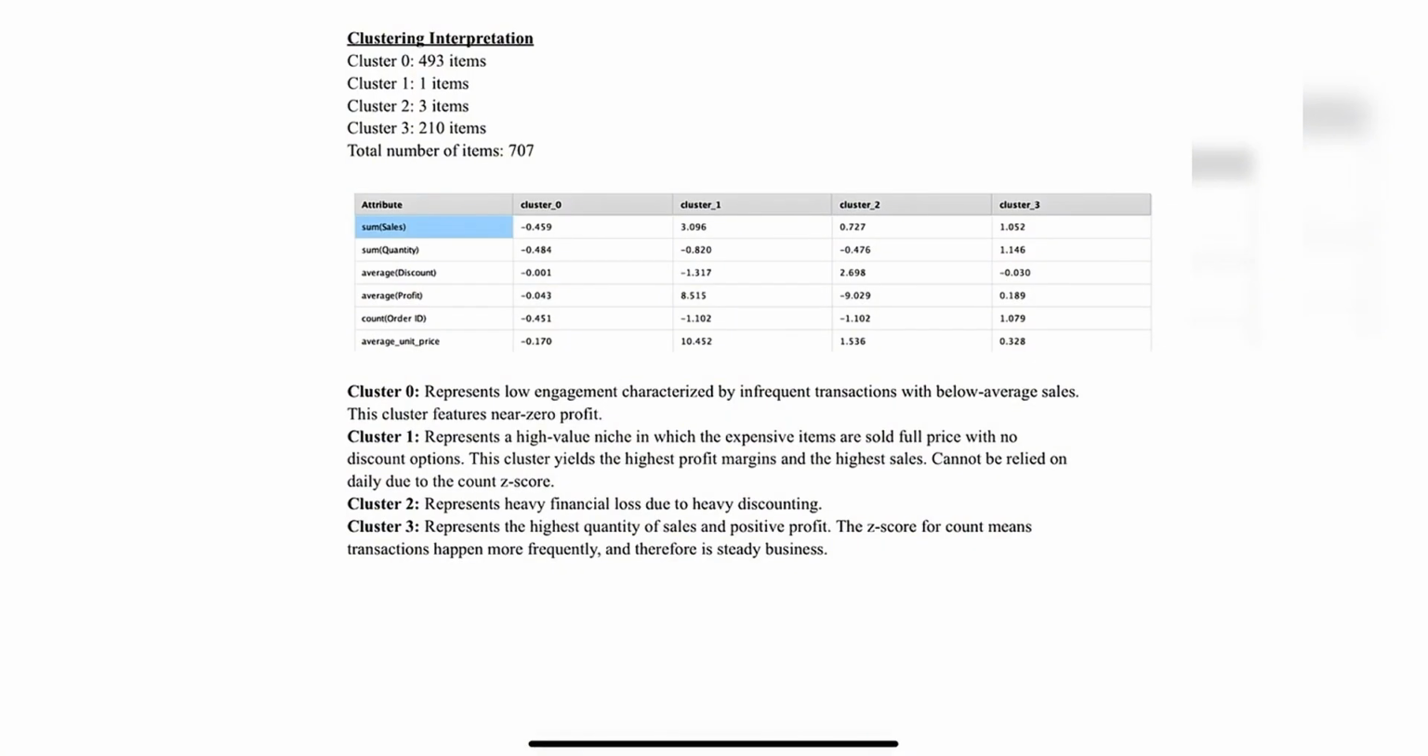In contrast, Cluster 2 showed that aggressive discounting leads to financial losses despite higher sales volume. And while Cluster 1 demonstrated that high-priced items can be sold without discounts, those transactions occur too infrequently to rely on long-term. The decision tree addressed a different but equally important question by explaining why these outcomes occur.